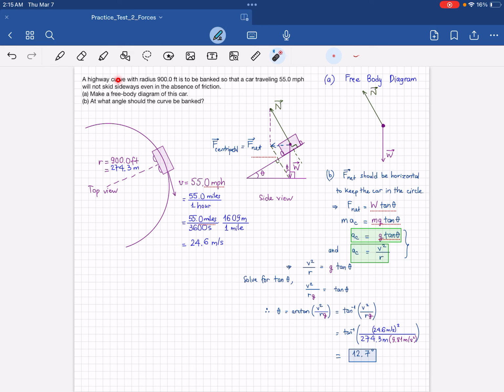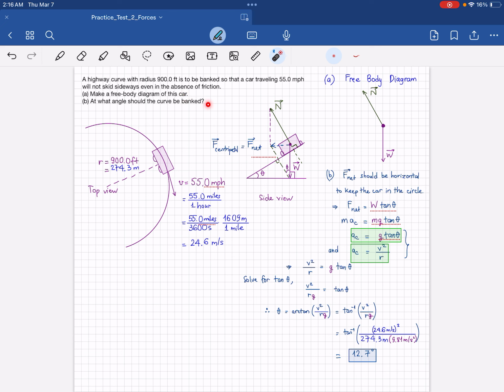A highway curve with radius 900 feet is to be banked so that a car traveling at 55 miles per hour will not skid sideways even in the absence of friction. They ask us to make a free body diagram of this car and at what angle the curve should be banked.